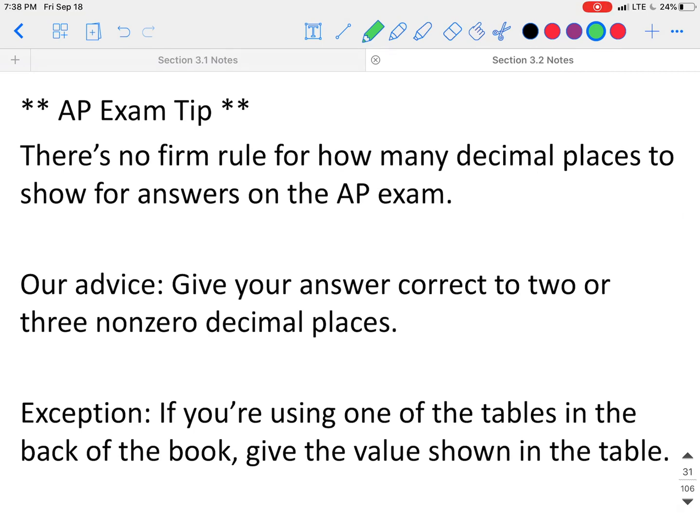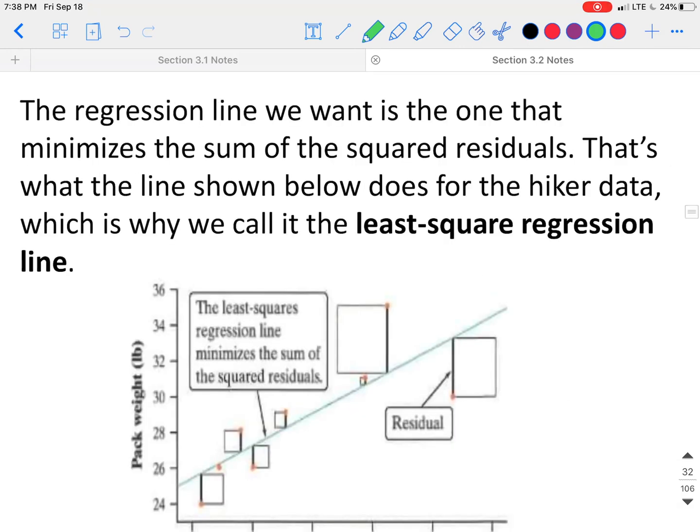When you take your AP exam, there's no firm rule for how many decimal places to show when you're answering questions. Our advice is to give your answer correct to 2 or 3 non-zero decimal places. The exception is if you're using one of the tables in the back of the book, then you need to give all the values that are shown in the table.